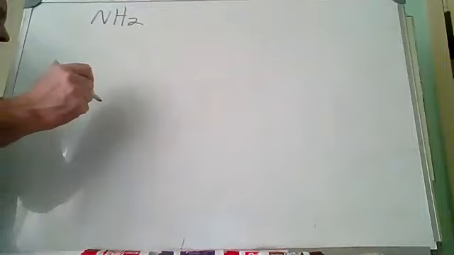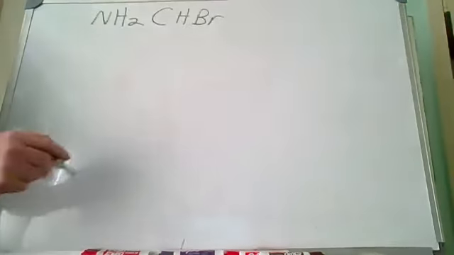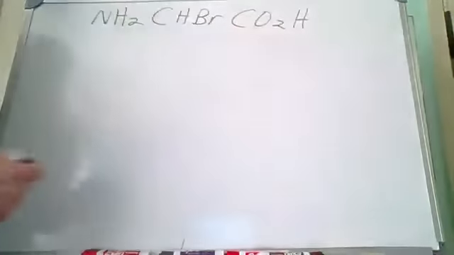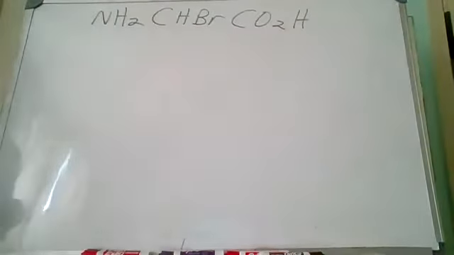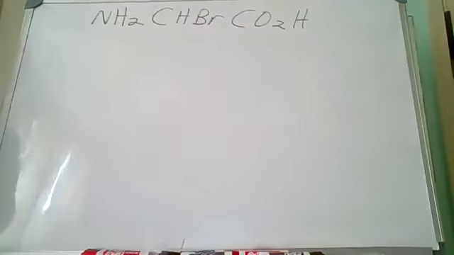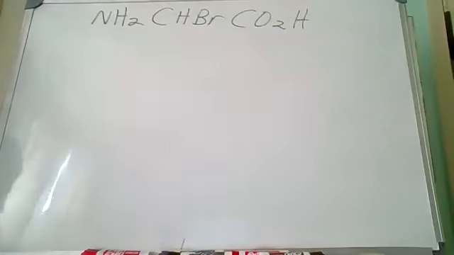That's what I mean. All right, so the next one. Okay, so we're going to have NH2, CHBr, and CO2H. So there's an amine and a carboxylic acid, right? An amine group here and a carboxylic acid here. So we could think of this as an amino acid. It's got an amine group at one end and a carboxylic acid at the other.